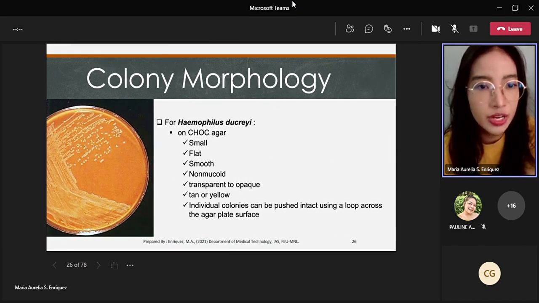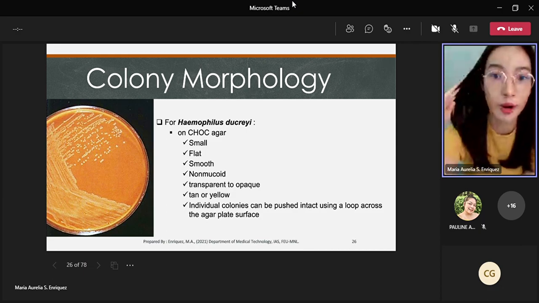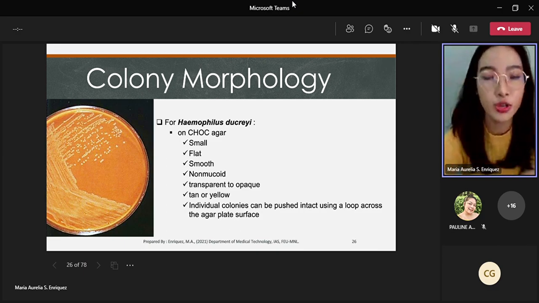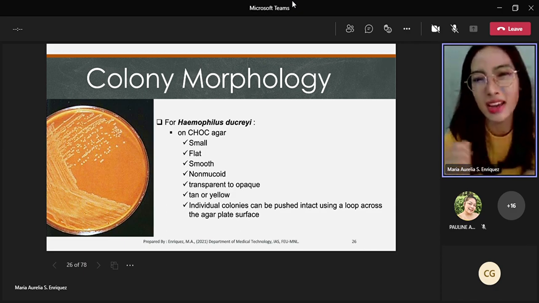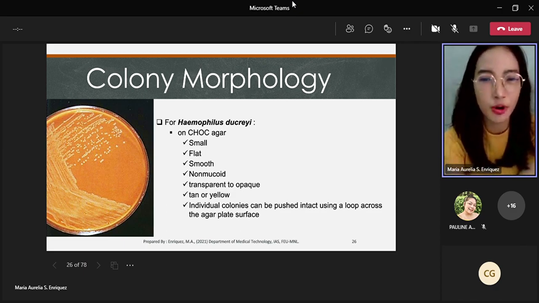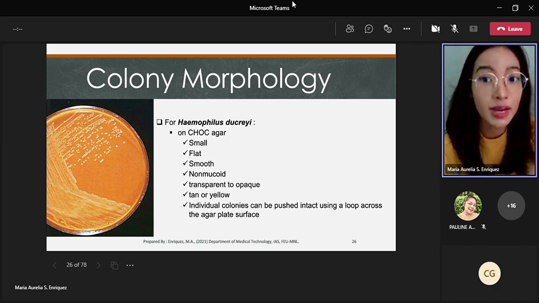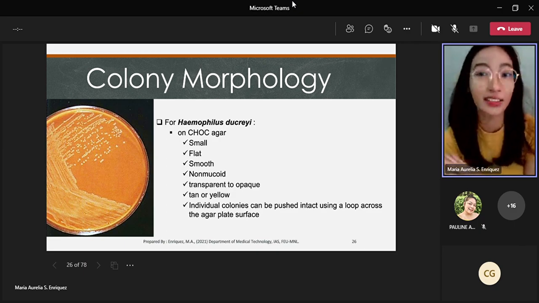And let's now talk about its colony morphology. So the colony morphology of Haemophilus ducreyi appears to be small, flat, non-mucoid, tan to yellow colored colonies. And if you take a clean inoculating loop and try to push one of the isolated colonies from the side, they will move but will remain intact, which would remind us of Moraxella catarrhalis.